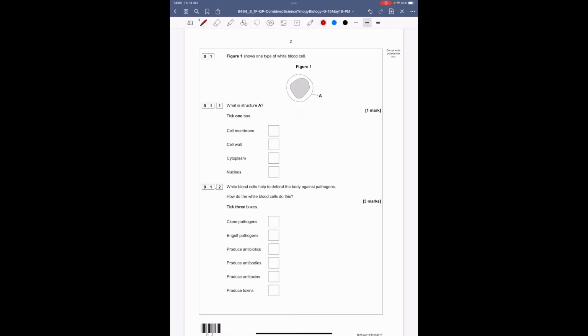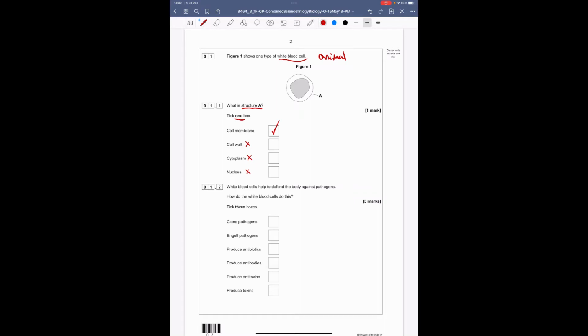So question number 1, figure 1 shows a type of white blood cell. Figure 1, and you've got a label pointing to A. What is structure A? Tick one box. So I should think to myself, what type of cell is a white blood cell? I should remember, well, it's a type of animal cell. So therefore, it can't be a cell wall because that applies to bacteria or plant cells only. And because it's on the outside of the cell, it's not going to be a cytoplasm or a nucleus because they are on the inside of the cell.